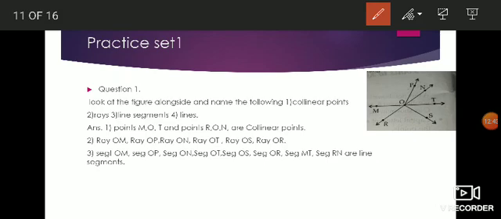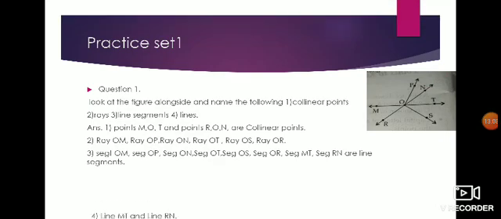Now the last one is lines. Lines means what? A line increases on both sides, and a line has no specific length. See in this figure, line RN is increasing on both sides, line MT is also increasing on both sides. So we can say that these two lines increase on both sides. Let's see our answer. Yes, line MT and line RN. Okay, now we'll see the next question.